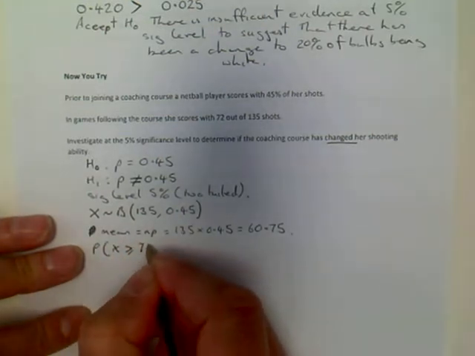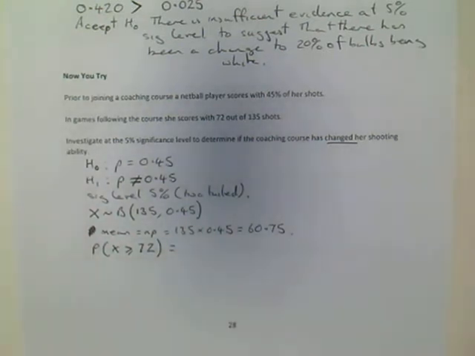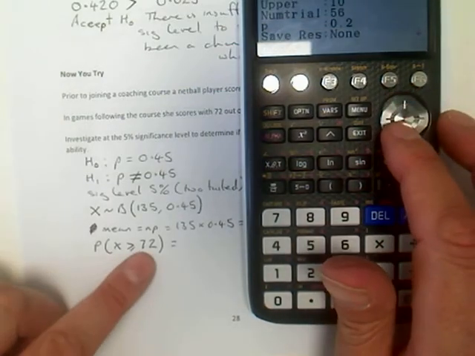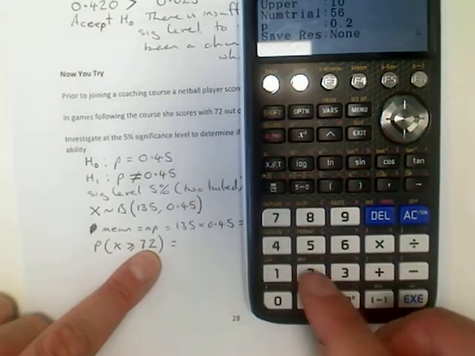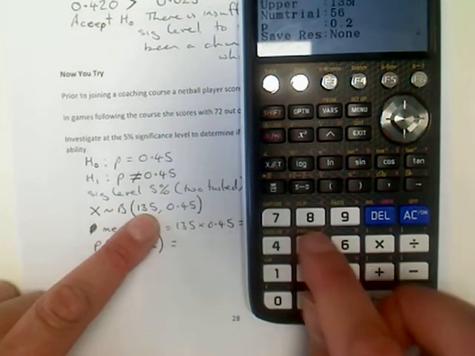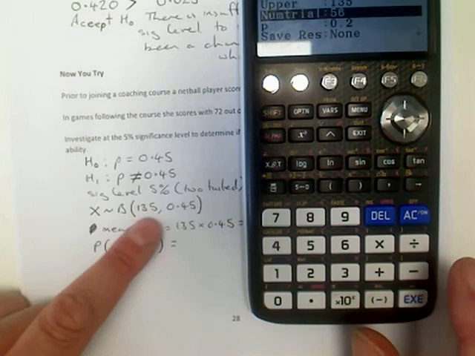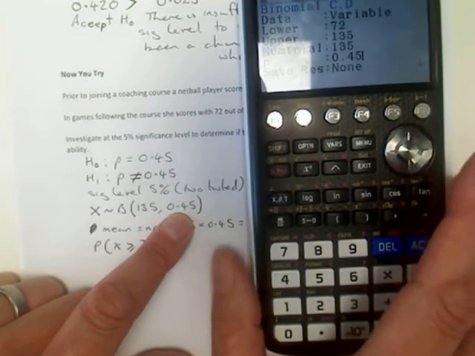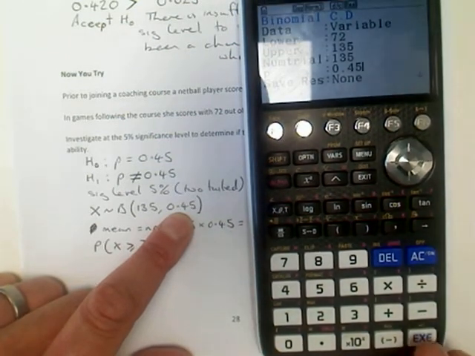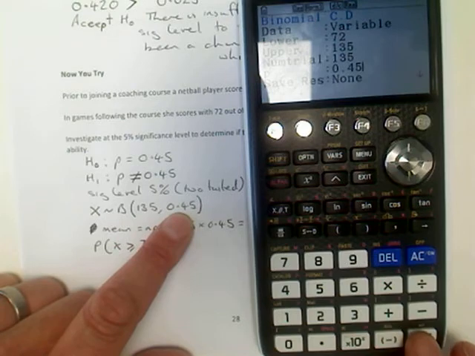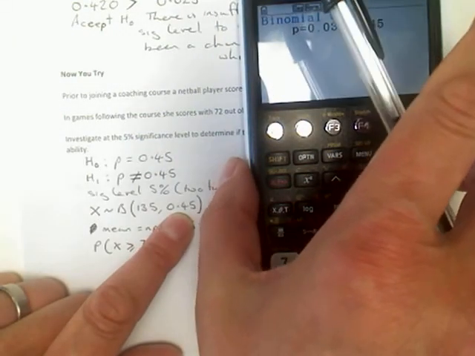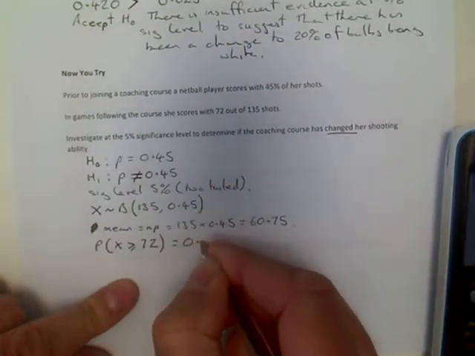So the probability of x being greater than or equal to 72 equals, so where are we now? Greater than or equal to 72. This time I'm going to do 72 as the lower, upper is 135 because that's the most we can have. The number of trials is 135 and the probability is 0.45. That is what I want to calculate using BCD on the binomial distribution. Calculate that and I get 0.0318.